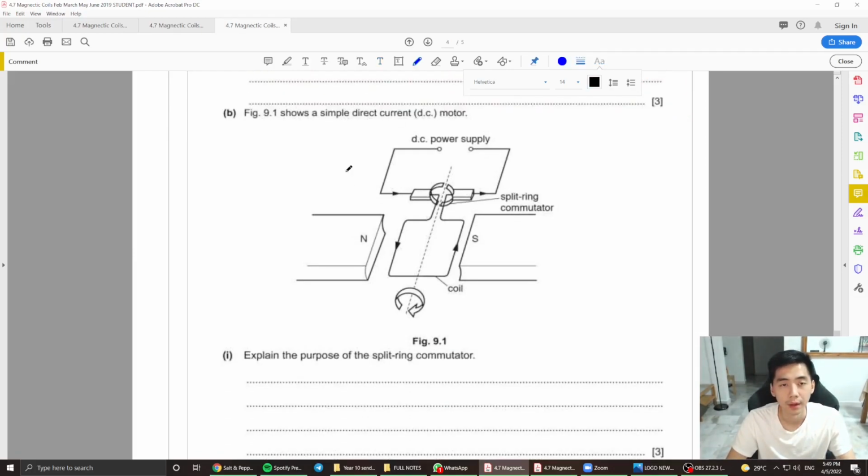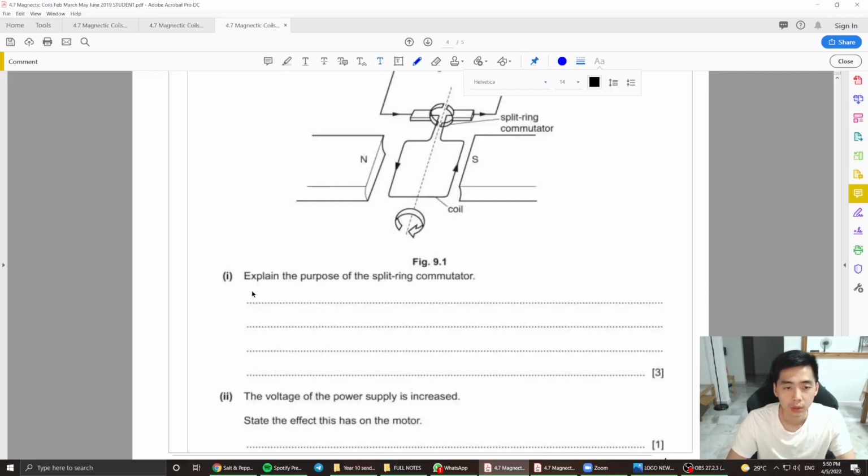Alright. And moving on, figure 9.1 shows a simple DC motor. Explain the purpose of a split ring commutator. Now I've mentioned this many times in class already. A split ring commutator basically reverses the direction of the current every 180 degree turn of the coil so that the coil can continuously spin in a 360 degree motion.